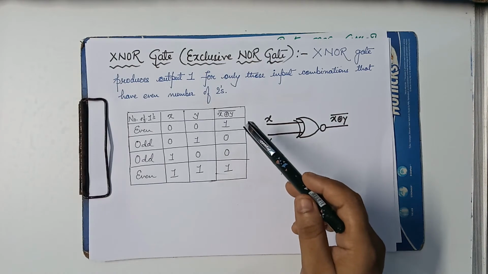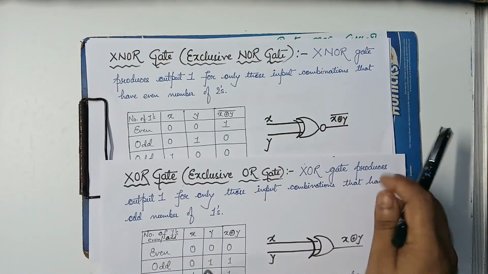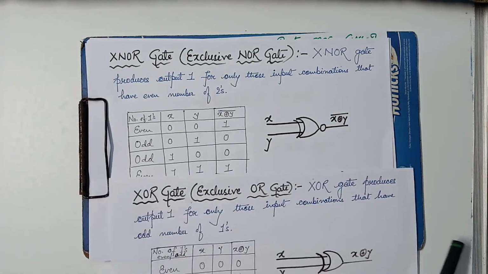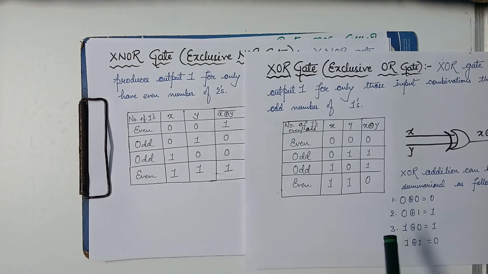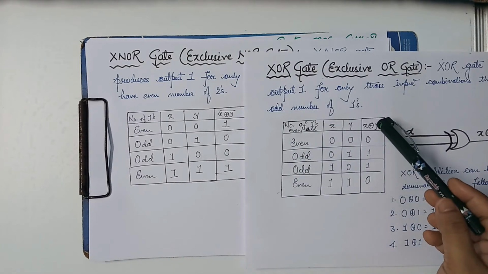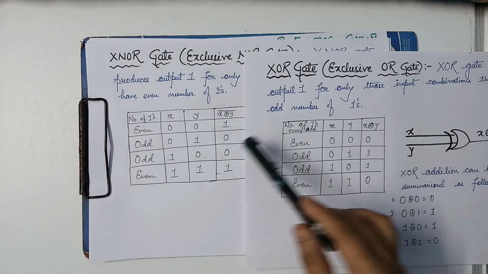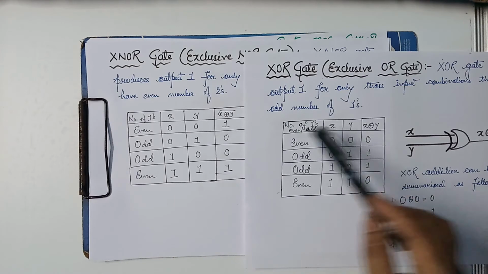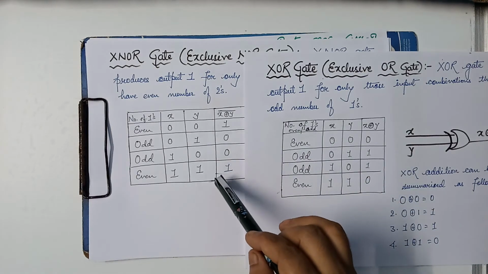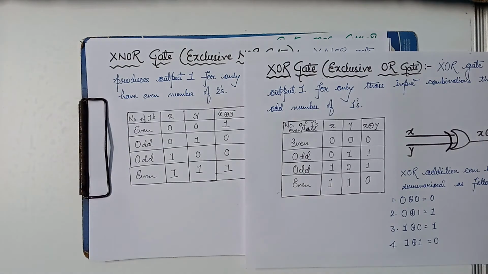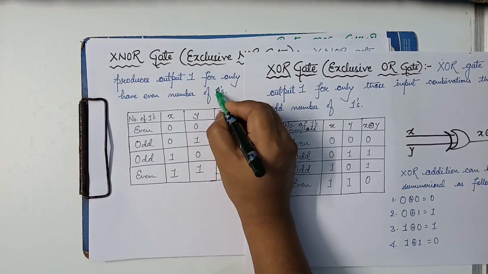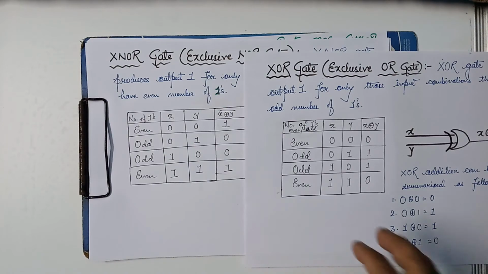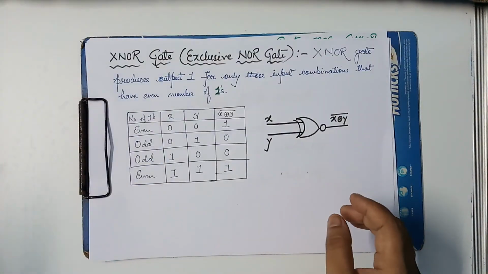Let us compare with the previous one. You can say it is the complement of the XOR gate. It is just the complement of the XOR gate. There we get 1 where the input combination has an odd number of 1s, and here we get 1 where the input combination has an even number of 1s. Okay, so let's see the diagram.